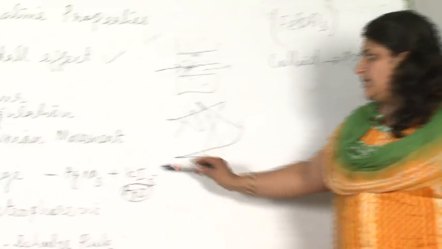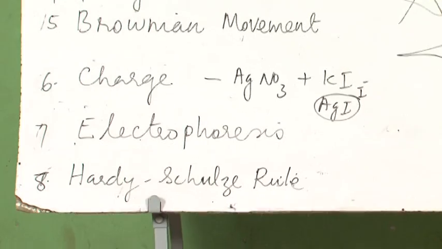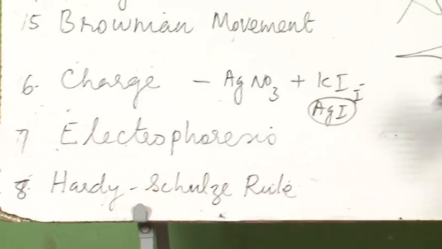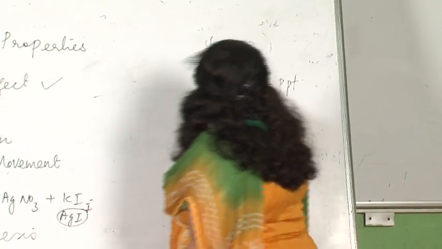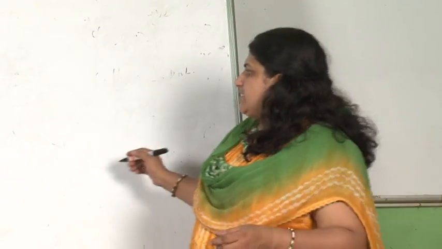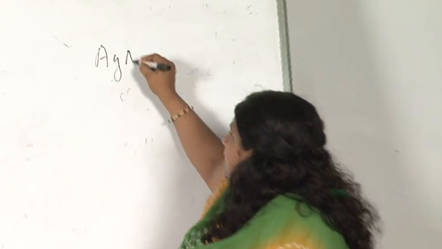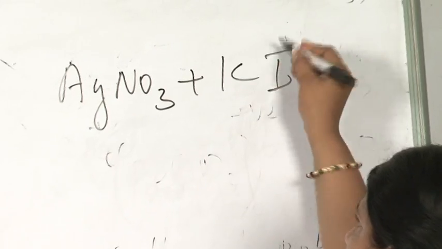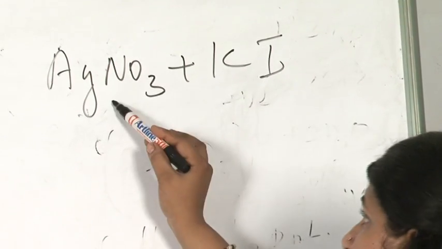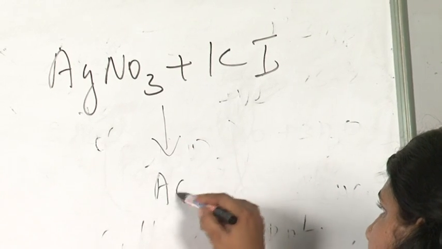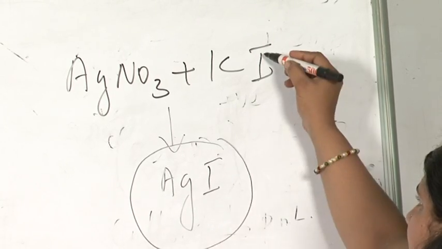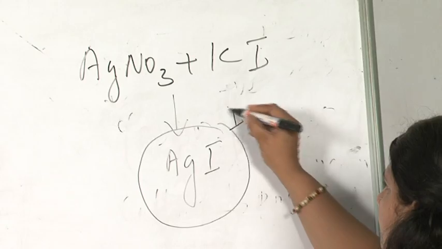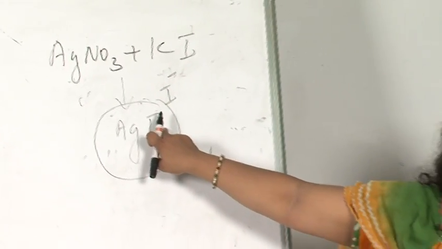Next one, charge of colloidal particles. As I told you, colloids have a charge. Why are the colloids charged? There is one and only one reason, that is the preferential adsorption of any one ion on the surface from the solution. What does it mean? Suppose I add silver nitrate solution and potassium iodide solution, I mix them together. Of course, silver iodide is formed. On the surface, there will be accumulation of I minus ions. This will be adsorbed on the surface.